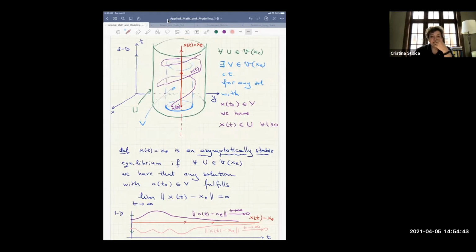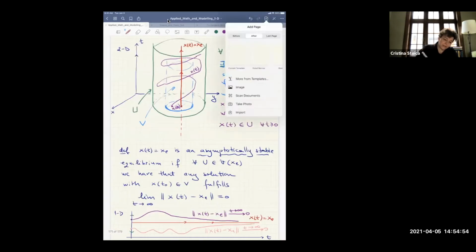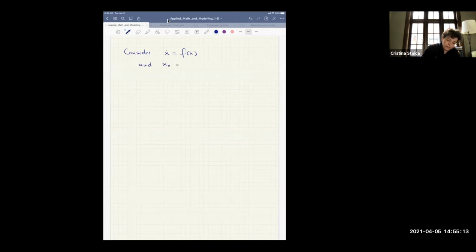Okay, so that's stability. And now here is this criterion. Actually, we don't start with a criterion, we start with another definition. So first, I'm going to define what is a Lyapunov function. So consider an ODE, x dot equals f of x, and xe to be an equilibrium, where x is in some open domain in Rn.